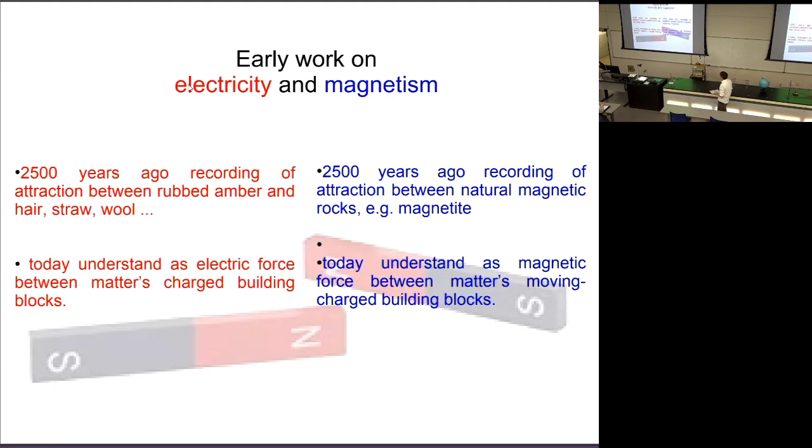Since those early beginnings, today we now understand that this strange attraction of amber for hair and straw and wool is actually a manifestation of a fundamental force of nature, the electrical force of nature, and that matter, material, is made out of electrical building blocks. And likewise, this first observation of magnetic rocks and magnetic materials, we now understand that that was a manifestation of the magnetic force, another fundamental force of nature, and that actually the magnetic interactions of materials are also a kind of glimpse at the magnetic components, the magnetic building blocks that the materials are made of. And so that's the entire summary of our story here on this slide.